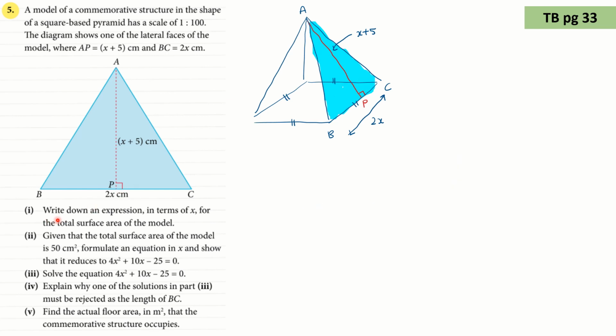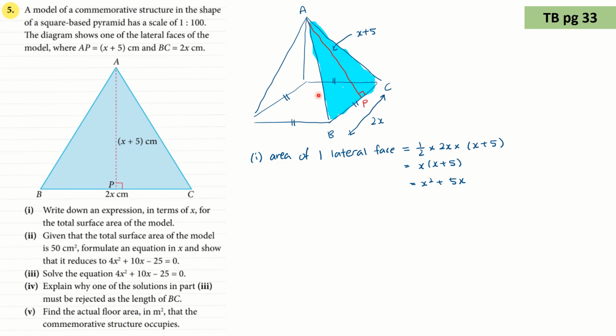So in part I, we want to write down an expression in terms of x for the total surface area of the model. So this is the model we're talking about. The total surface area consists of 4 triangles, for which all the triangles are congruent, and also the square base. So if I can find out the area of one lateral surface, meaning to say the area of one triangle, which is half times base times height, that will be half times 2x times the height x plus 5. I will be able to get x times x plus 5, and it expands out to be x squared plus 5x. So that's the area of one triangle, one lateral face.